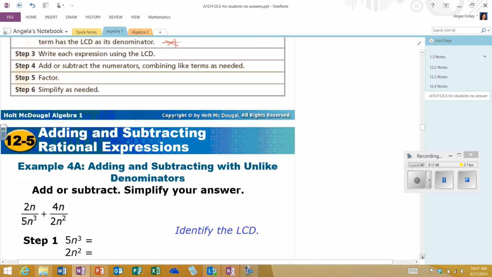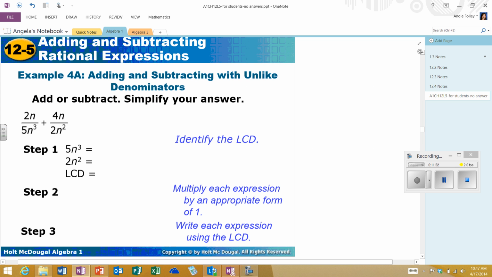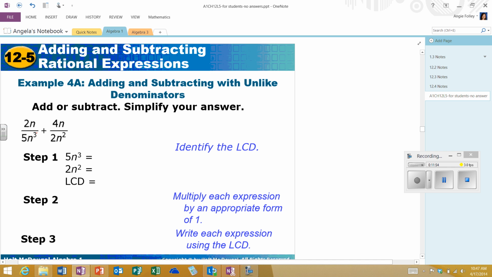So this is a multi-step process. Let's go through a few examples, okay? All right. I don't have a common denominator. So what I need to do is figure out what goes into both, what is the smallest number that both of these can go into.